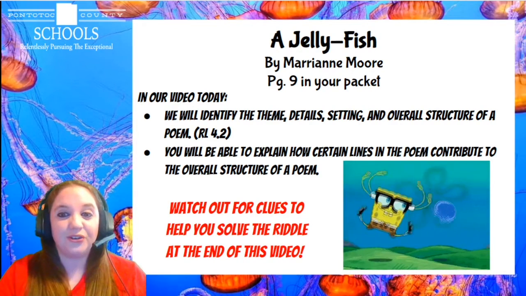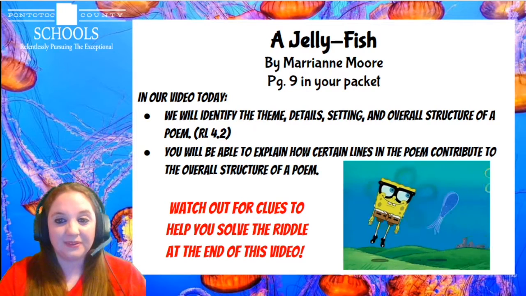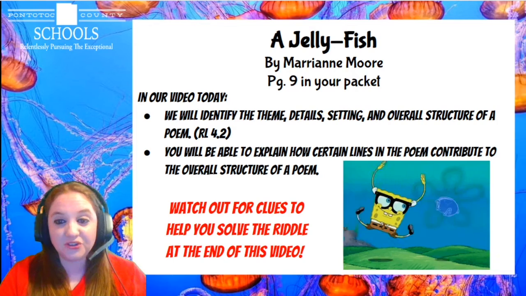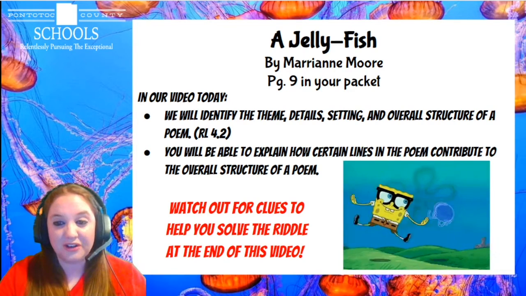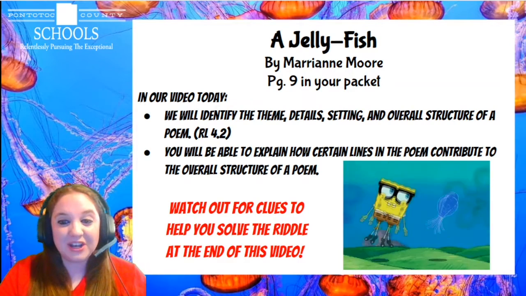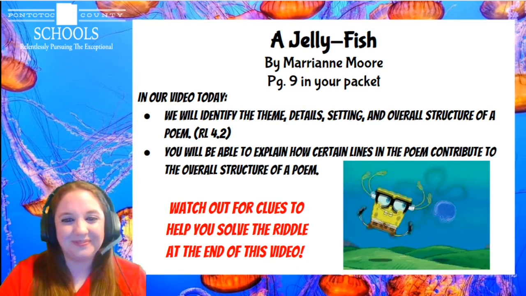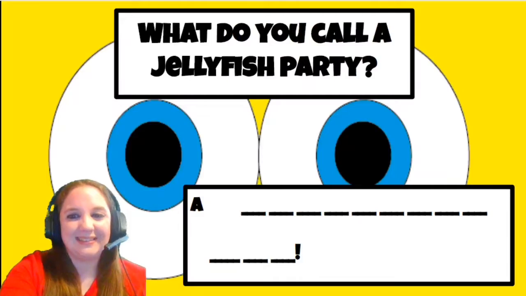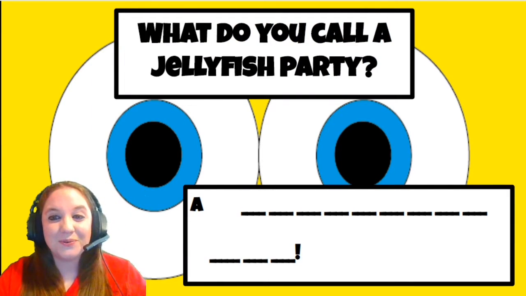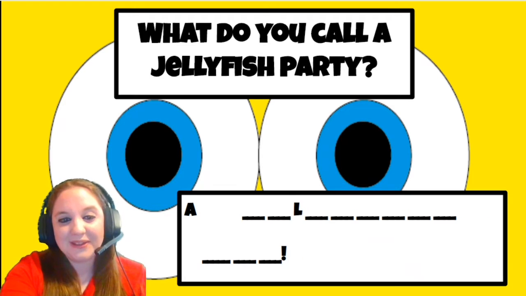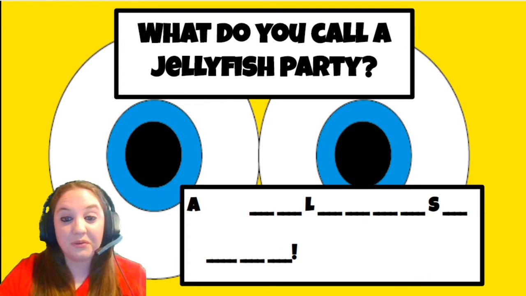This is our standard RL 4.2. You will be able to explain how certain lines in the poem contribute to the overall structure of a poem. Watch out for clues to help you solve a special riddle at the end of this video. The riddle is, what do you call a jellyfish party? Here are a few letters to get you started. Remember to pay close attention so you can find more letters.